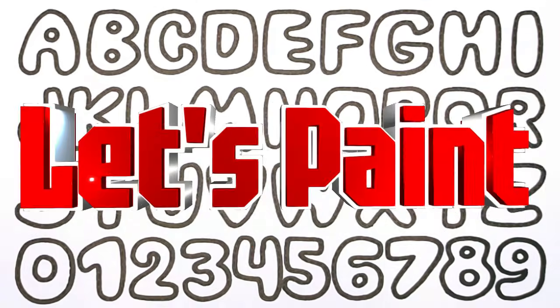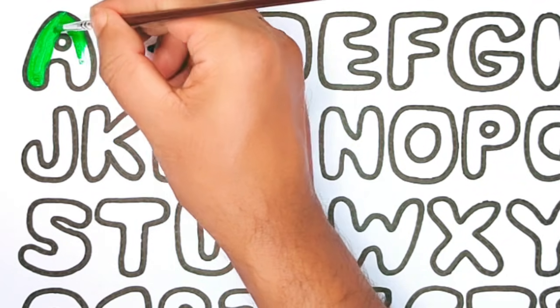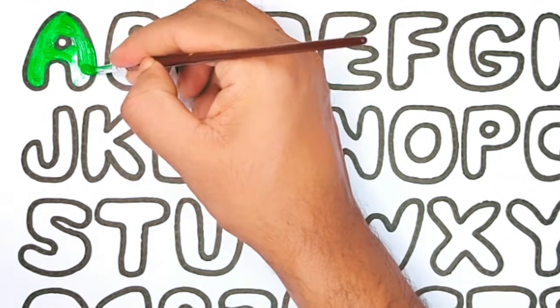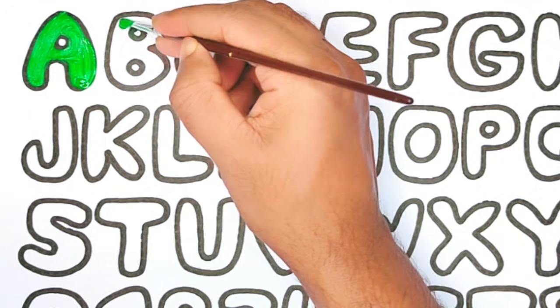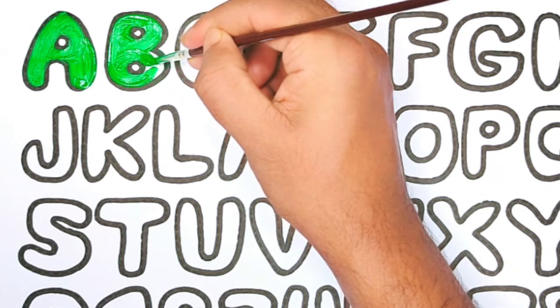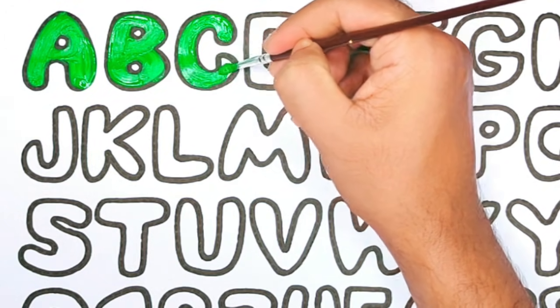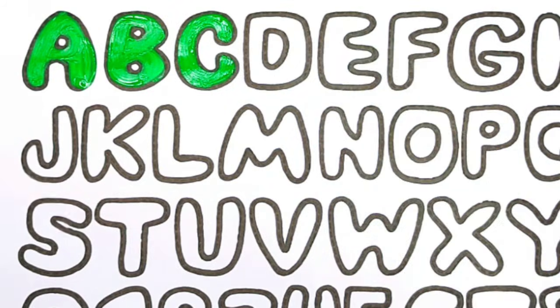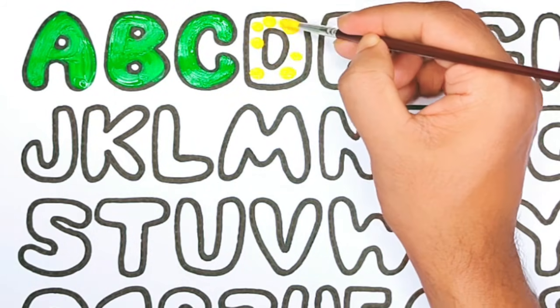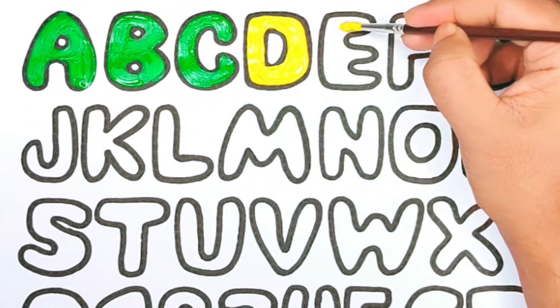Let's paint. Green color. Old MacDonald had a farm, E-I-E-I-O. And on his farm he had a pig, E-I-E-I-O. With an oink here and an oink there, here an oink, there an oink, everywhere. Old MacDonald had a farm, E-I-E-I-O. Yellow color.